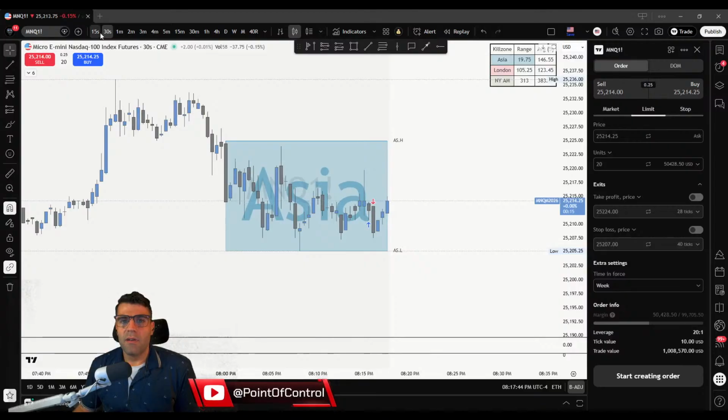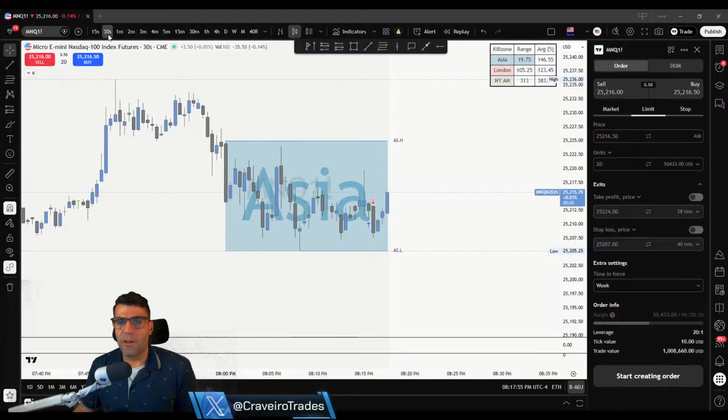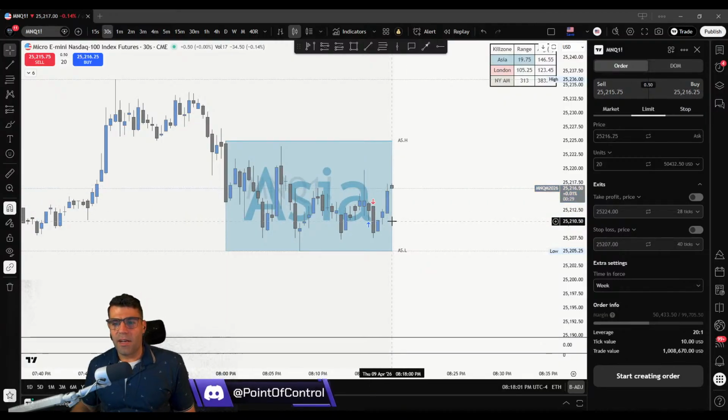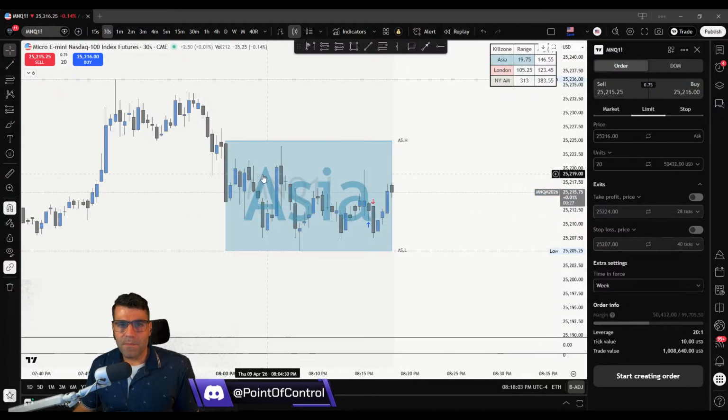So up here, these are the time frames that I was talking about. This dictates what each one of these candles represents. Right now, we are in a 30-second time frame. So this is very short periods of time to form candles. Every 30 seconds, there is a new one.